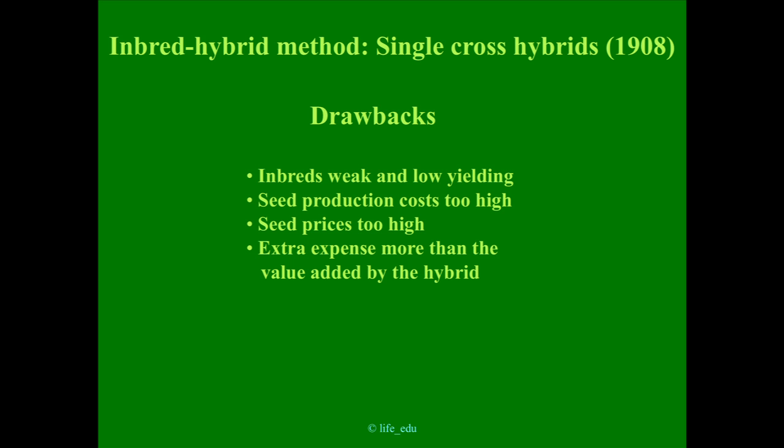The problem that Ed East and George Shull's technology had was this single cross that they did, A by B, was expensive to do. The seed production costs were too high to really make a company viable. And the inbreds were spindly and too weak and suffered from a lot of diseases. And the seed prices were just too high for the farmer to really consider it.